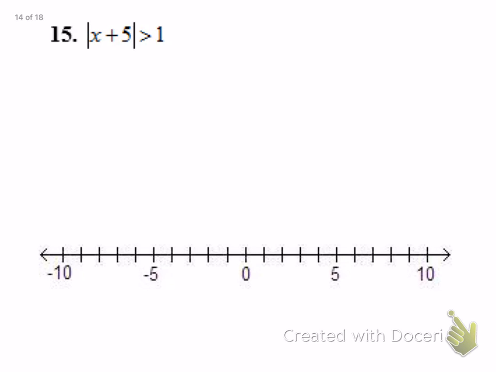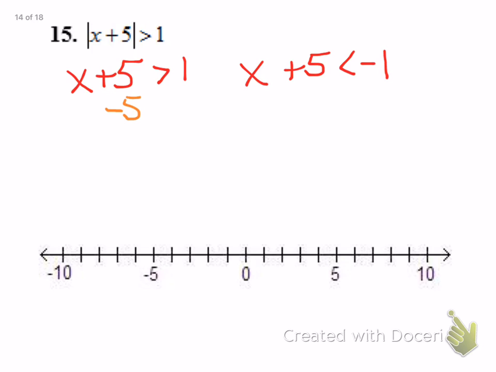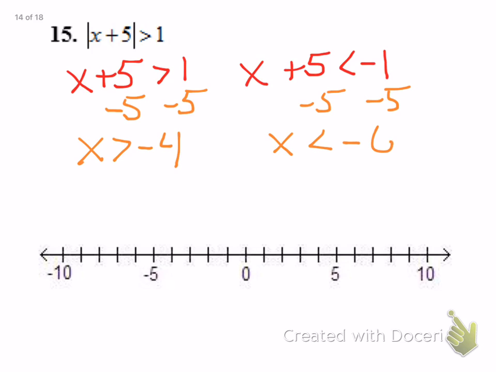Again, I can write two inequalities. x plus 5 greater than 1. x plus 5 less than -1. The first step in solving this is going to be to subtract 5. Now I have x is greater than -4, x is less than -6. Open circles at those 2 points, -4. And I'm going to be greater than -4, less than -6.